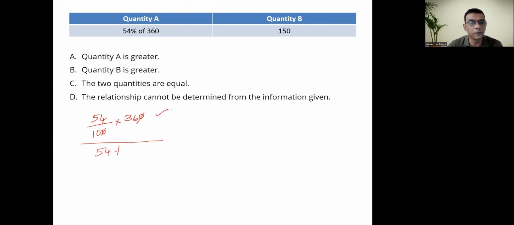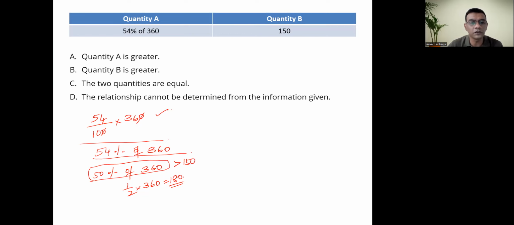If they have asked you 54% of 360, let me get down to 50% of 360. We know 50% of 360 is nothing but half of the value. So what is half of 360? 180. Now, if half of 360 itself, that is 50% of 360, is greater than 150, wouldn't 54% of 360 be greater than 150? Absolutely, yes, because 54% is more than 50%. So quantity A is definitely going to be greater than quantity B, and I thus choose that quantity A is greater. So that's one way.